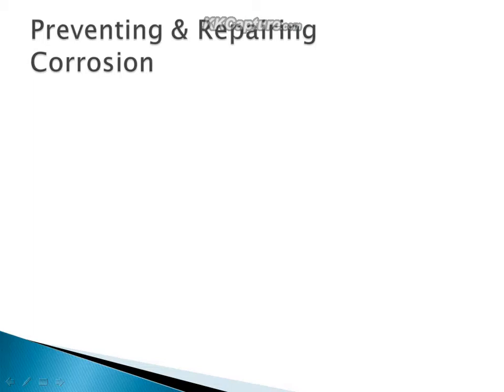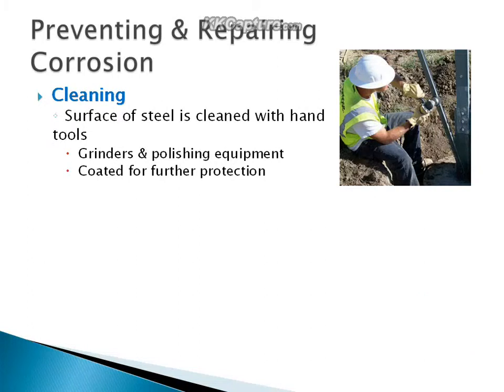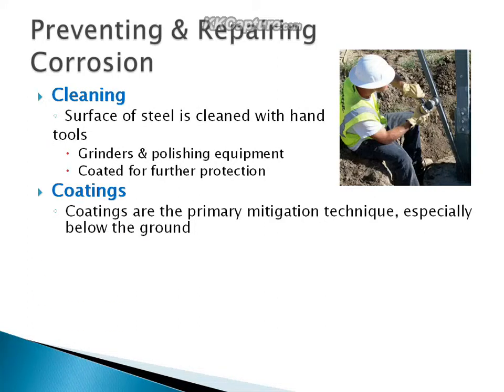Preventing corrosion cannot be accomplished without regular maintenance schedules. During a maintenance or repair schedule of the tower, a cleaning of the structural member using hand tools such as grinders and polishers is often performed prior to the reapplication of a protective coating. Protective coatings are the primary method for preventing corrosion of the steel.